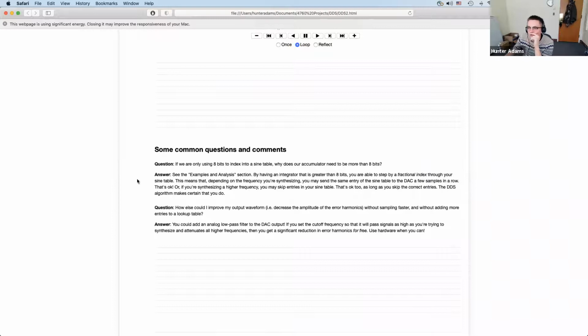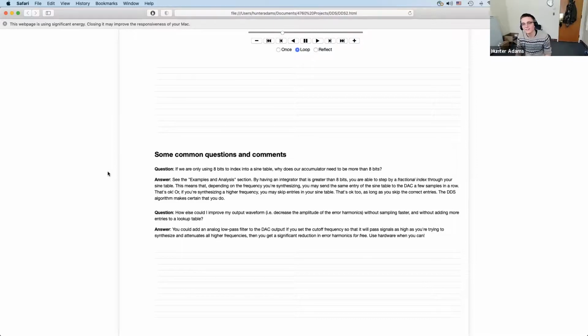So some common questions. The first one I kind of just answered, but a common question, one that I've gotten a few times in lab already, is: if we only need 8 bits to index into the sine table, why does our phase accumulator need to be more than 8 bits? And it's for exactly the reason that I just said. This allows you to keep track of fractional amounts of index through your sine table, and to move to the next index of your sine table at the correct sample, at the correct time.